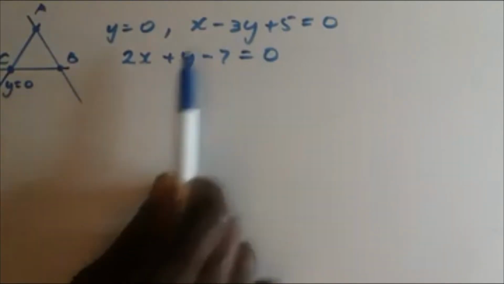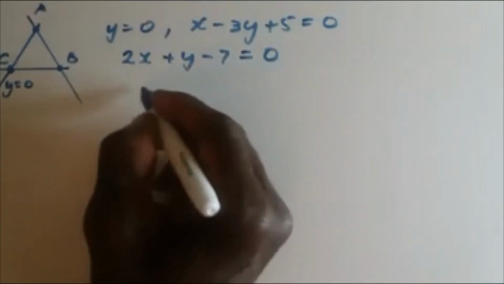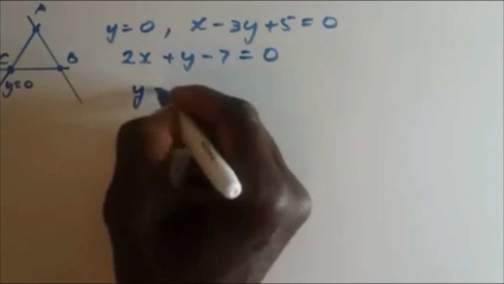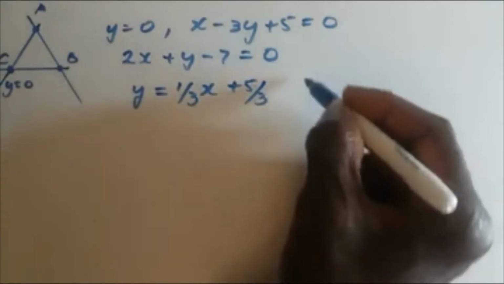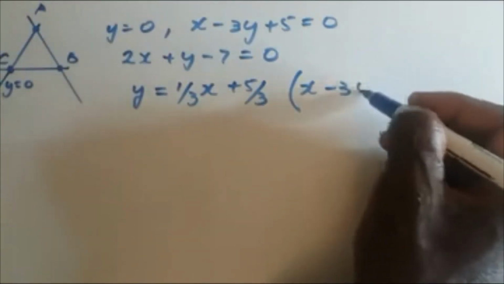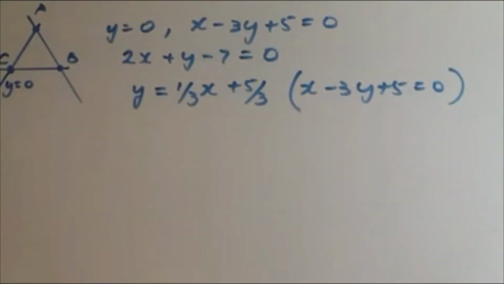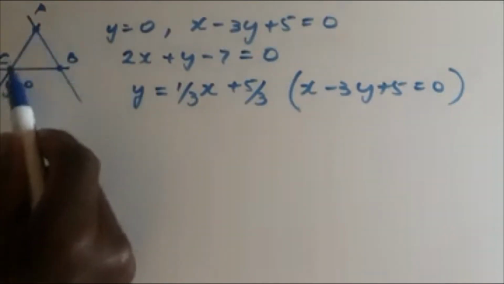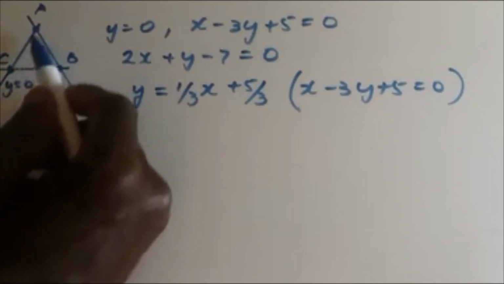If we look at x minus 3y add 5, and we rearrange this, we have that y is equal to a third x add 5 over 3. So this is x minus 3y add 5 equal to 0. We can see our gradient is positive, so it must be this side of the triangle, because this shows a positive gradient.